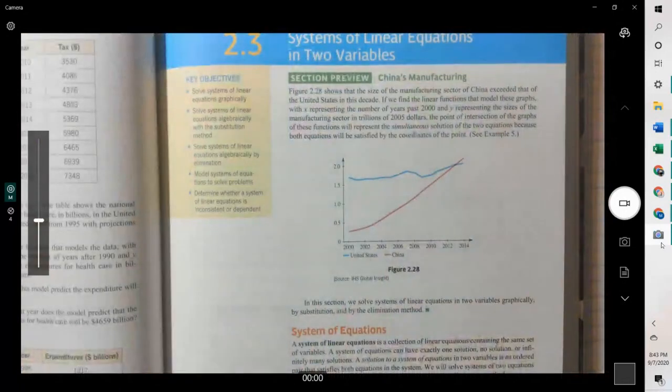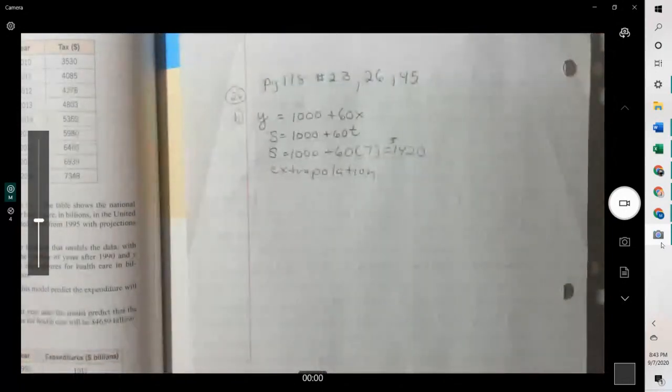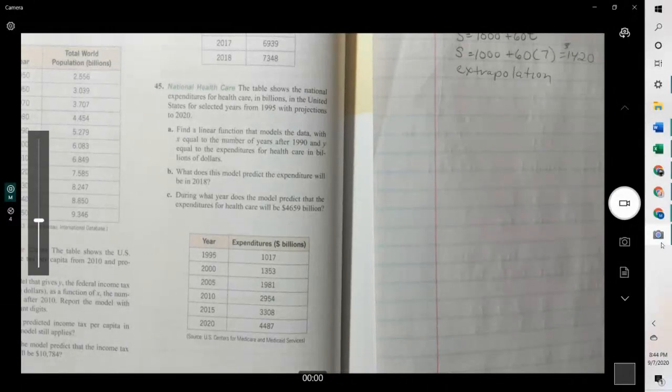Let's try one more, number 45. The table shows the national expenditure for healthcare in the United States for selected years from 1995 with projections to 2020. Find a linear function that models the data with x equal to the number of years and y equal to expenditures in billions of dollars.